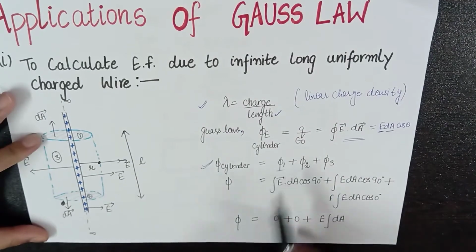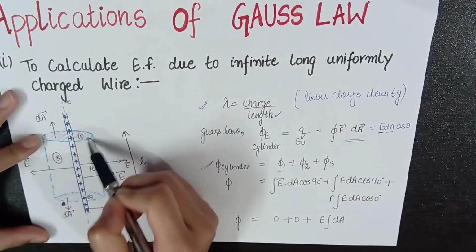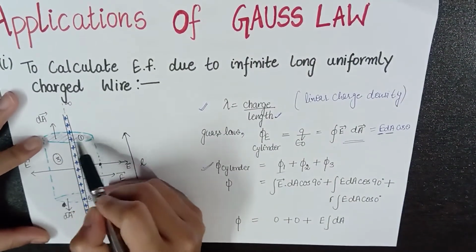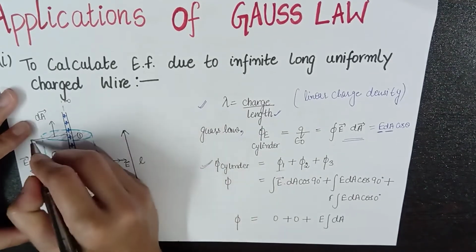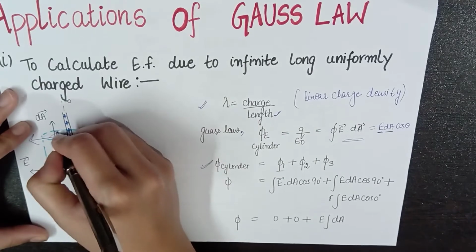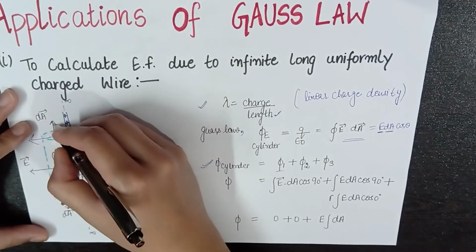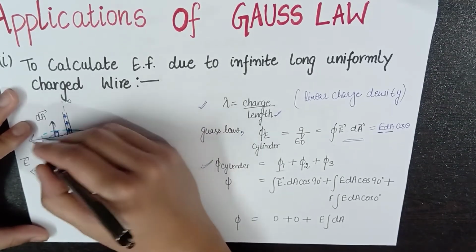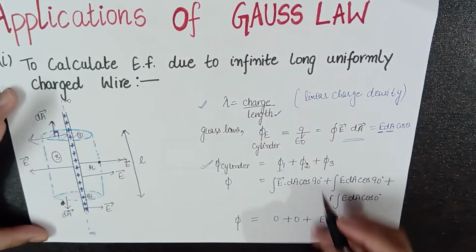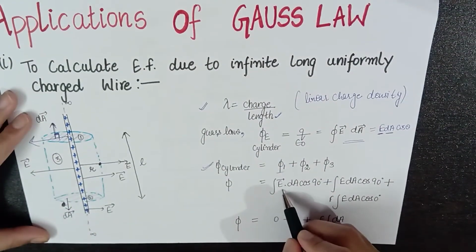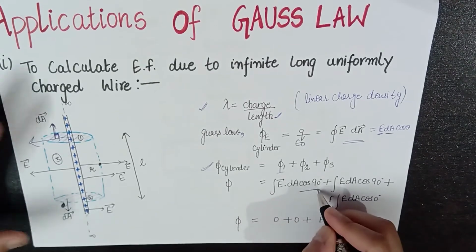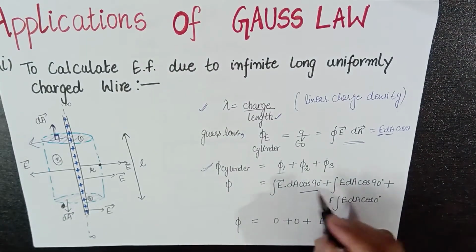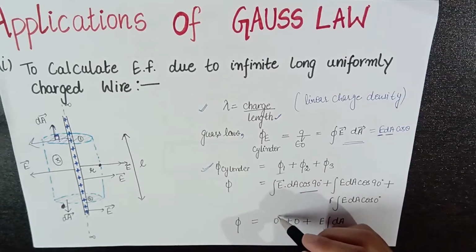So if you consider the first portion, that is portion 1 of this cylindrical Gaussian surface, you will observe that the direction of the electric field is like this, and the angle between the area vector dA, which is directed outward, and the electric field is 90 degrees. So the expression would be E dA cos 90 degrees, and you all know that cos 90 degrees is equal to 0, so eventually your phi 1 comes out to be 0.